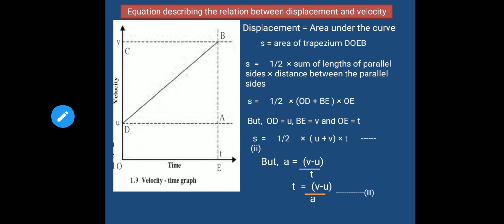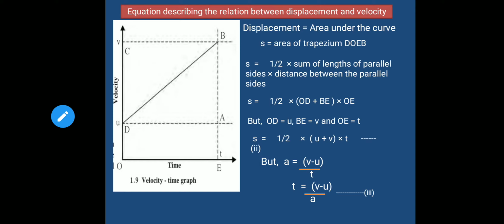So we can determine the distance covered by an object in time t from the area of quadrangle DOEB. In the last video, we already derived the area of quadrangle DOEB, which is nothing but the distance covered by an object in time t. But DOEB is a trapezium. See, observe the graph. DOEB is a trapezium, so we can use the formula for its area.